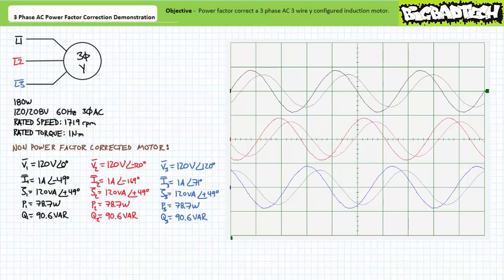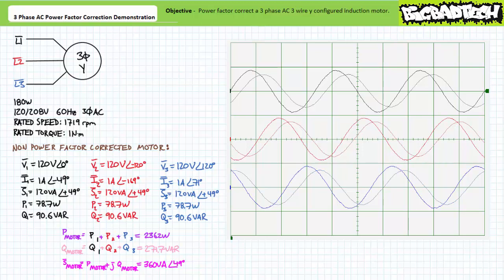The Y-configured motor appears to be balanced, and all three windings are drawing the same amount of current, experiencing the same relative phase shift, and experiencing the same amount of apparent, real and reactive power. Total real power is the summation of individual real power figures. Substituting in our given values yields a total real power figure of 236.2 watts. Similarly, total reactive power is the summation of individual reactive power figures. Substituting in our given values yields a total reactive power figure of approximately 271.7 VARs.